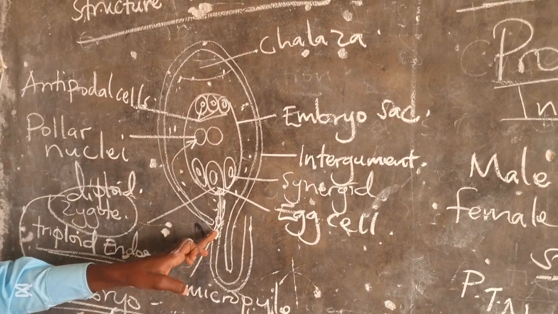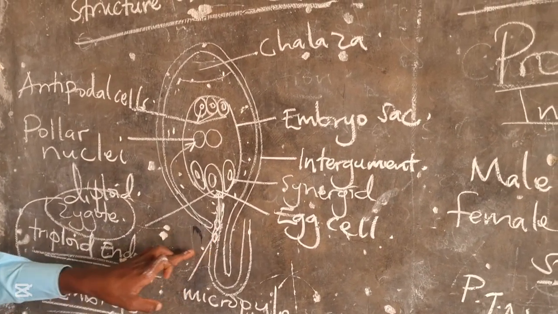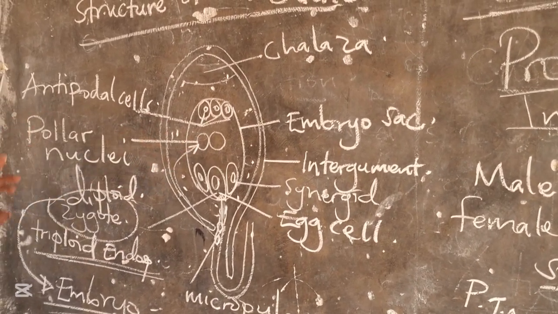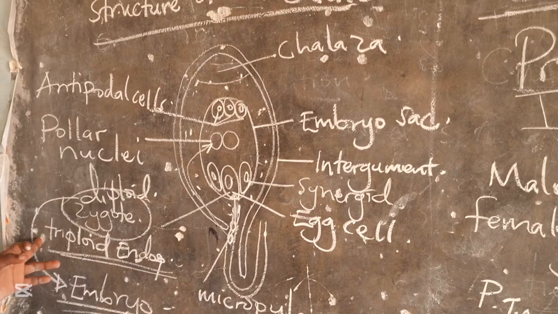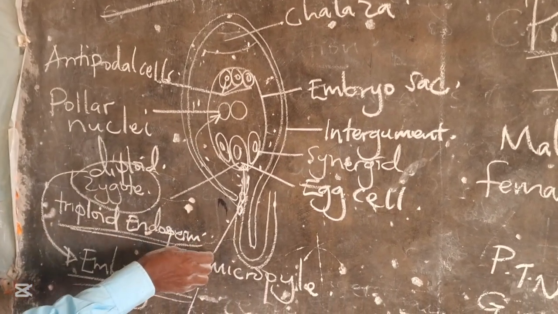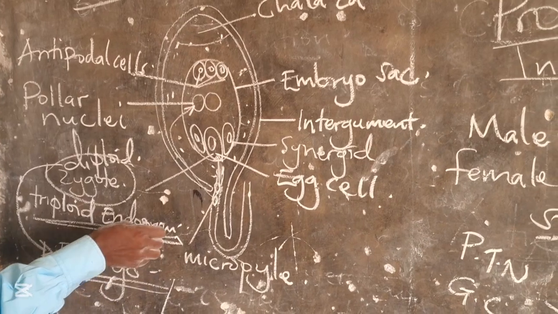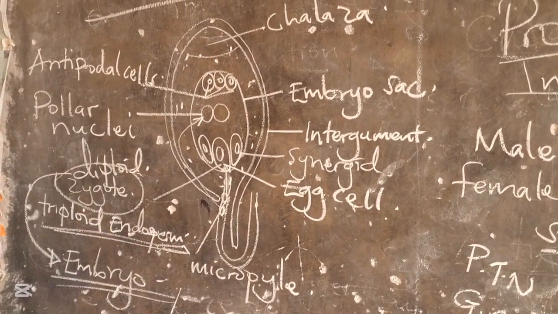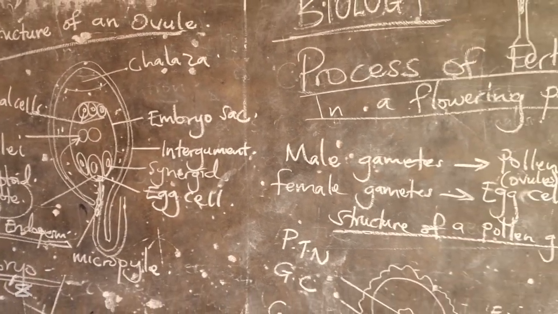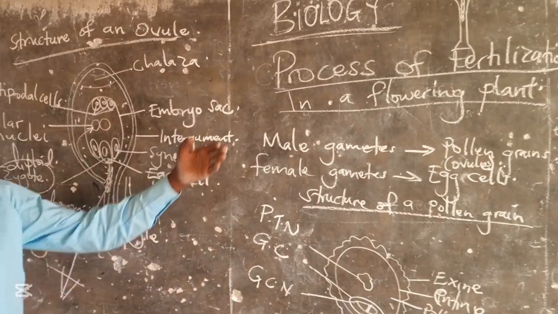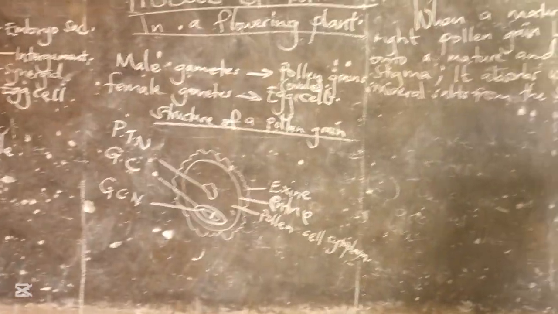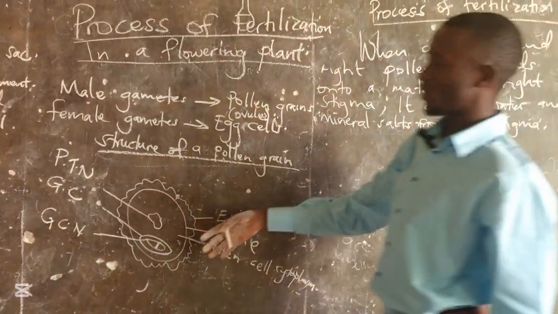And then the second male nucleus will fuse with the polar nuclei to form a triploid endosperm, which becomes the storage site for the food in the seed after fertilization, after the seed has been fully formed. And simply that is the process of fertilization in a flowering plant. It's what we are looking at. So it was crucial for us to know these two.